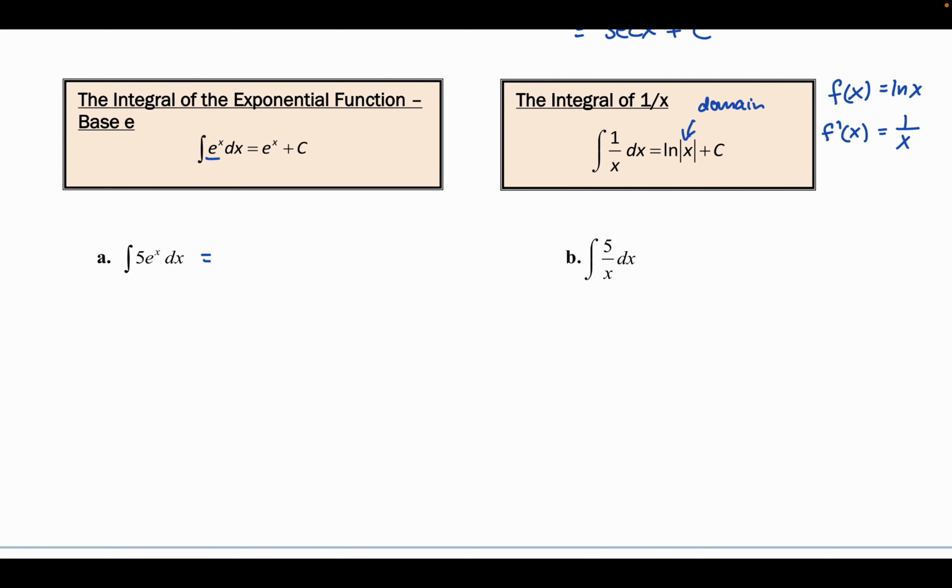Okay, so for a here, this is just going to be 5e to the x plus c. This one's just going to be 5 ln of the absolute value of x plus c.